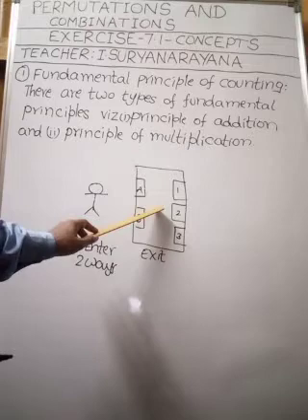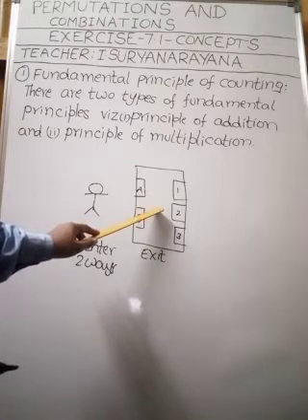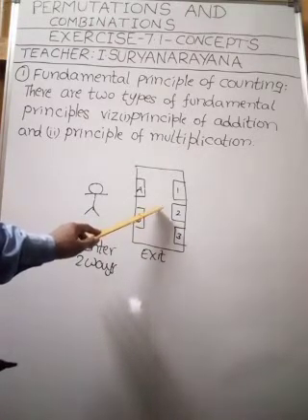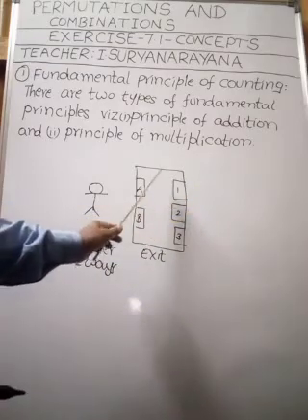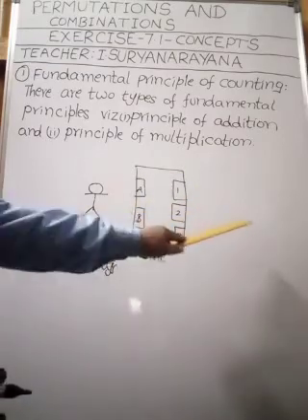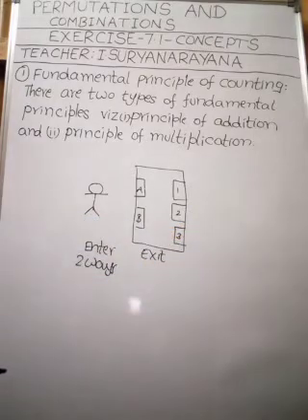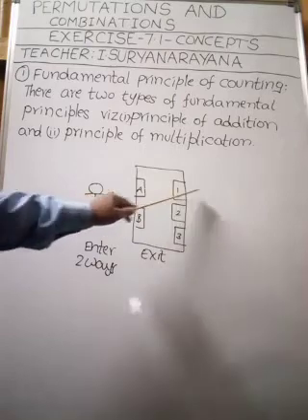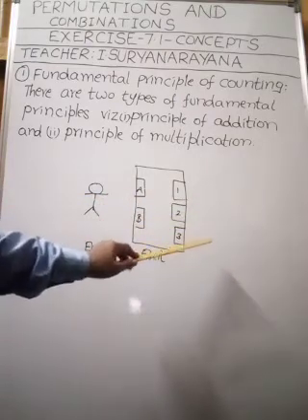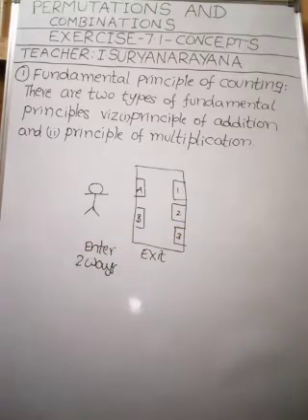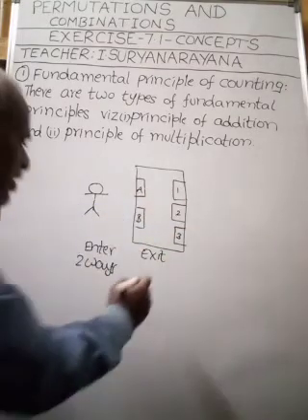That event is over. Then the second event, what is the second job? He has to come out of the room. Not from this side; again, he has to come from that side only. So, in how many ways can he come out of the room? Either from door 1 or from door 2 or from door 3. In how many ways can he come out of the room from this side? Three ways.